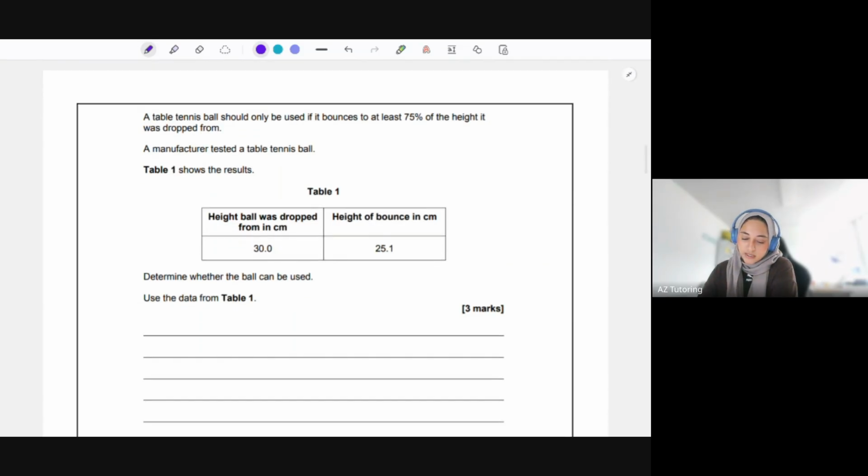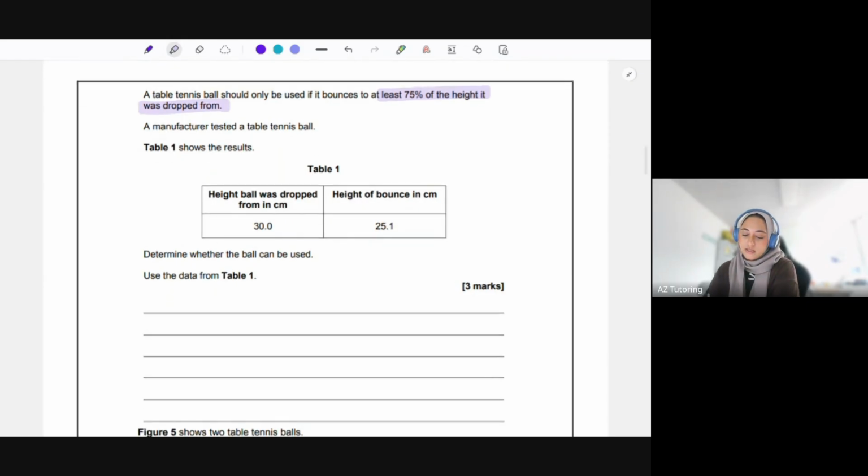Okay, so a table tennis ball should be used if a ball bounces to at least 75% of the height it was dropped from. A manufacturer tested a table tennis ball, and here's the result. We can see from table 1, we've got the height the ball was dropped from and the height of the bounce. Remember, they've said at least 75% of the height it's dropped from should be the bounce for it to be a good tennis ball. Determine whether the ball can be used.